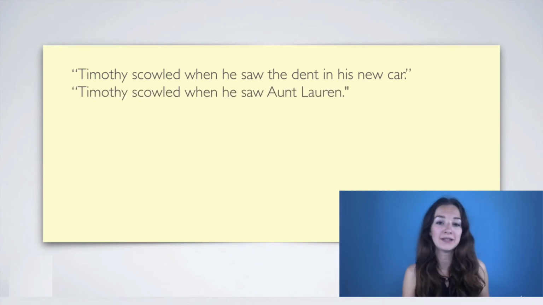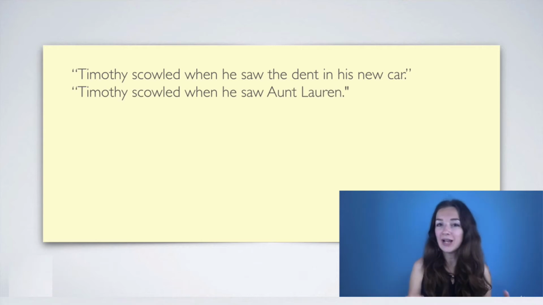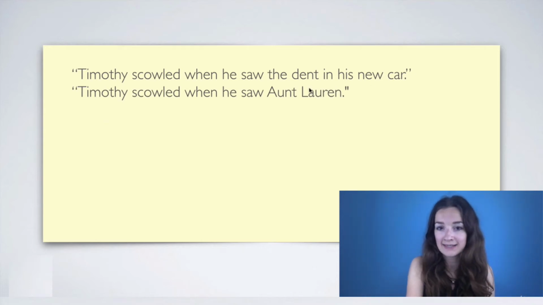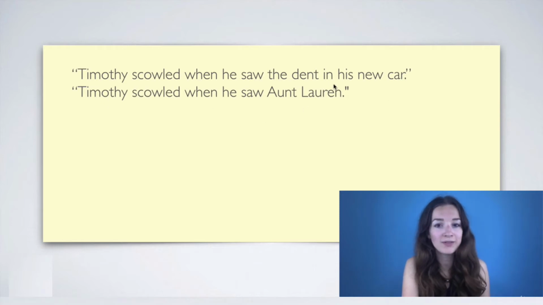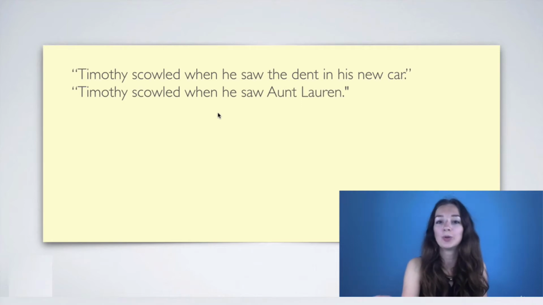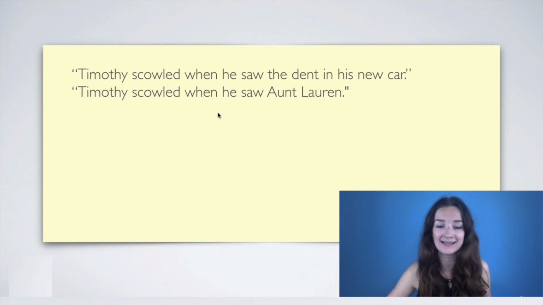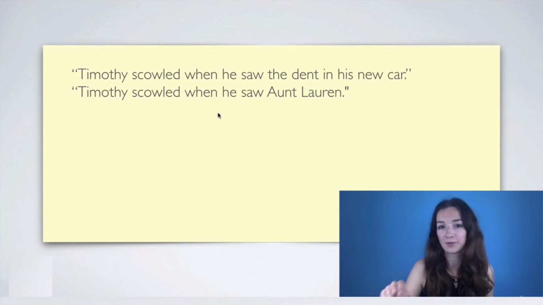So let's look at this example. Timothy scolded when he saw Aunt Lauren. So now we don't really know what scold means, right? Because if we only have this sentence, we're not going to know what scold is, because we don't know how he feels about Aunt Lauren, if he's happy to see her or not, what he does when he sees her, right? So we have no clue now. So this sentence is not going to help us to understand what scold is. But if this happens, we should look for other sentences. Perhaps the next sentences are going to tell us what scold is, all right?